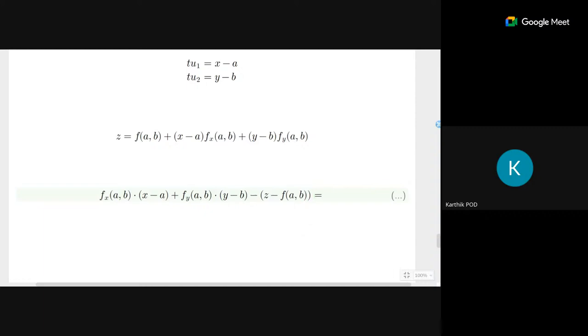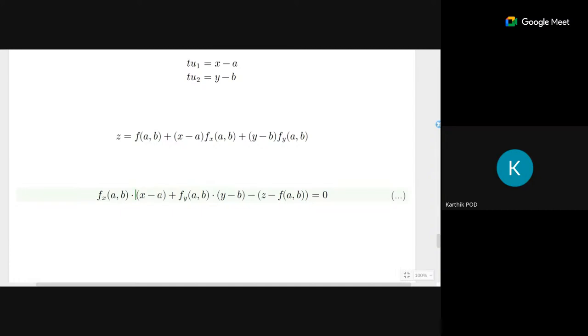Is this fine with everyone? We started with the equation of a line and got rid of u to get an equation of a plane. Okay, so this is actually again very easy to remember.